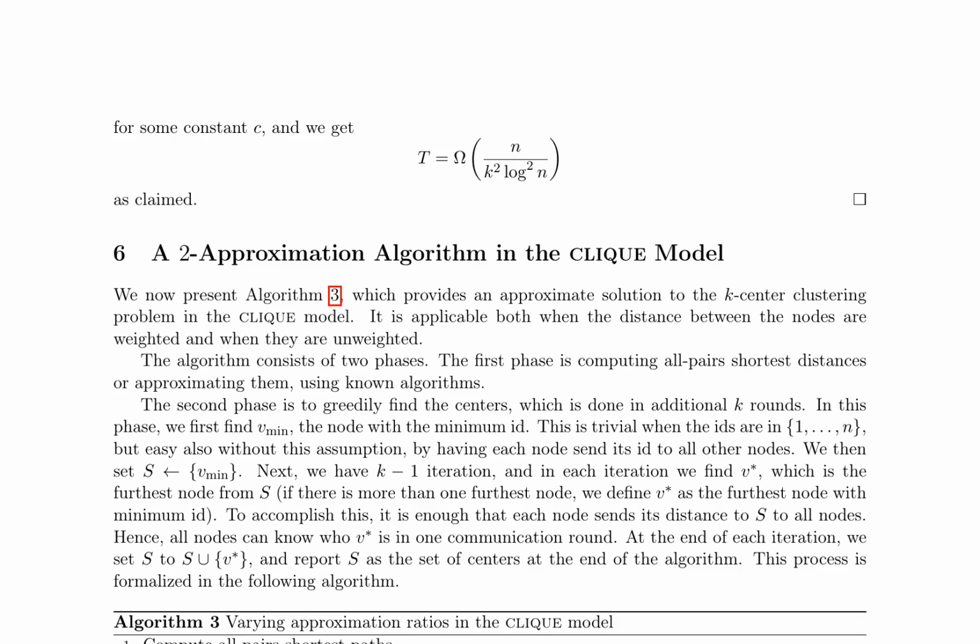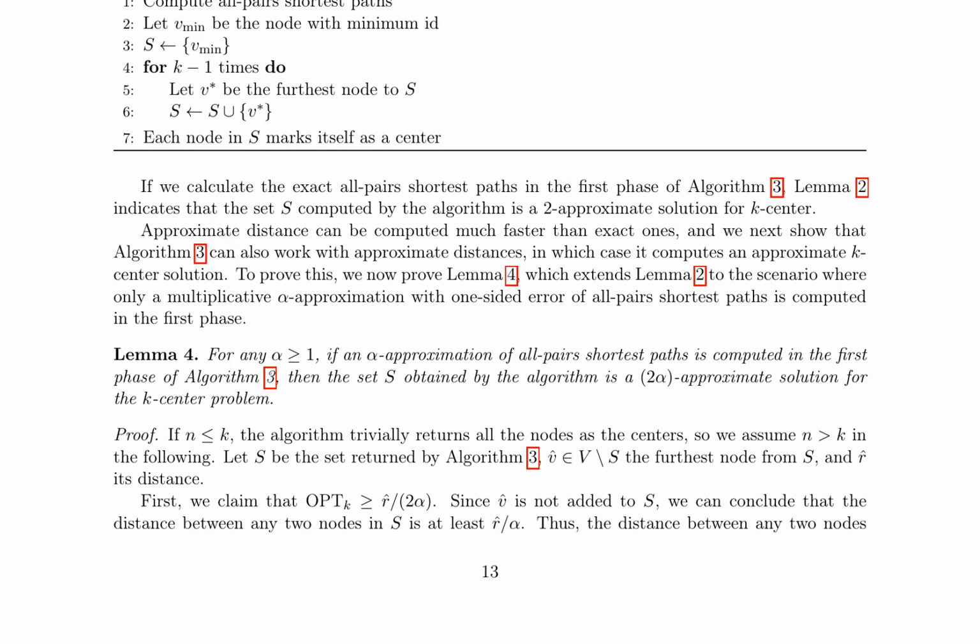The authors present a two-approximation algorithm for the k-center clustering problem in the CLIQUE model, applicable to both weighted and unweighted distances. This algorithm consists of two phases: computing all pairs' shortest distances or approximating them, and greedily finding the centers in k rounds. In each round, the furthest node from the current set of centers is added, ensuring that all nodes are within a certain distance from the centers. Lemma 4 proves that if an alpha approximation of all pairs' shortest paths is computed in the first phase, the algorithm returns a 2 alpha approximate solution for the k-center problem.